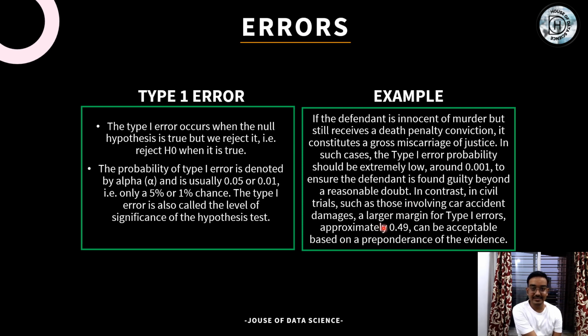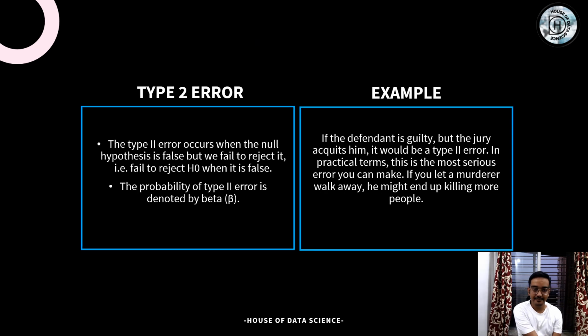Whereas in a car accident damage case, it is very well known that if a person is driving a car, he would have definitely committed that crime, and there is no suspense around it. So in that case, you can have a higher significance level: okay, if this person was found driving, that means he is guilty of that car accident, right? So it can be acceptable, and deciding the significance level can reduce the chances of a type 1 error. Then opposite to that is the type 2 error.